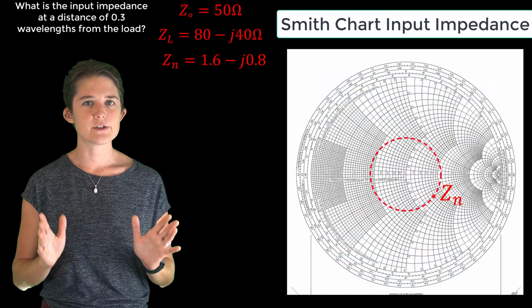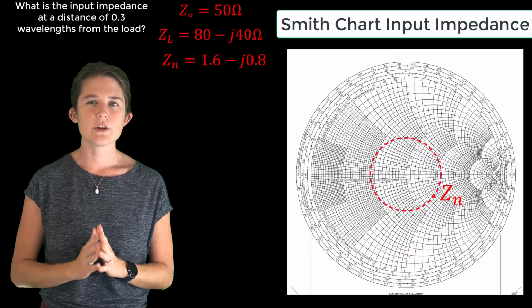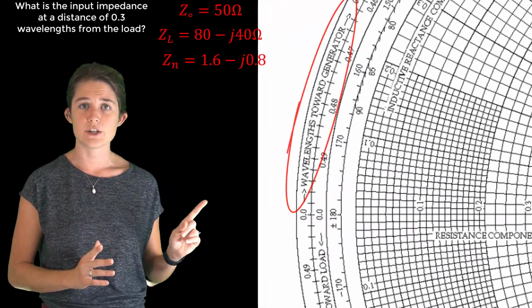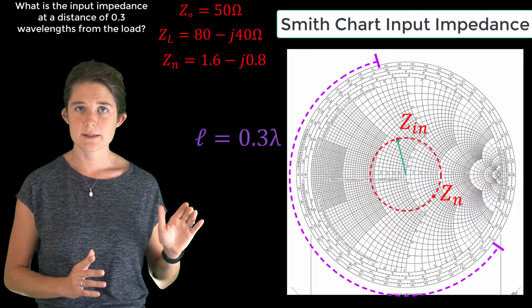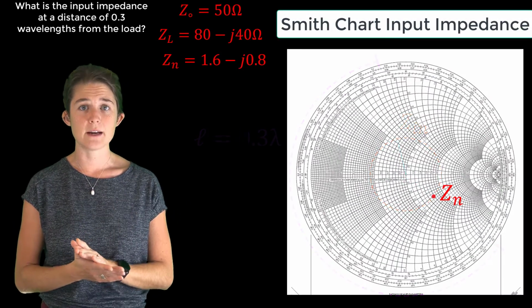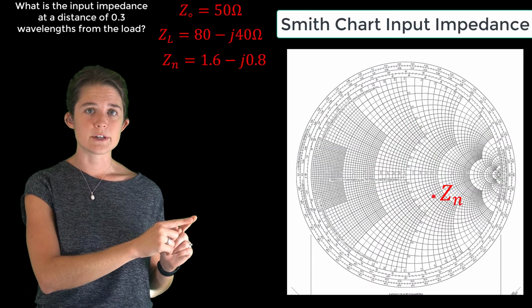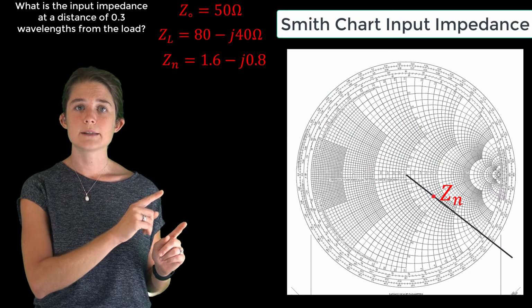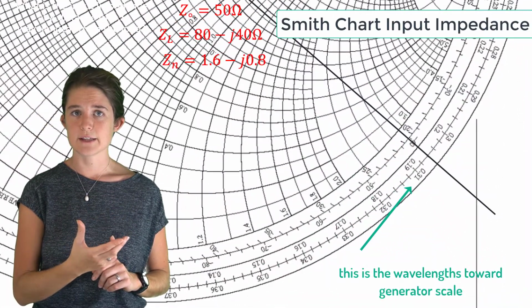To find out where on the circle our specific length of 0.3 wavelengths puts us, we will use the scale marked wavelengths toward generator and move along this scale by 0.3 wavelengths. So to start, let's find out where we currently are. We do this by drawing a line from the origin through the plotted impedance and reading off the current location on the wavelengths toward generator scale.